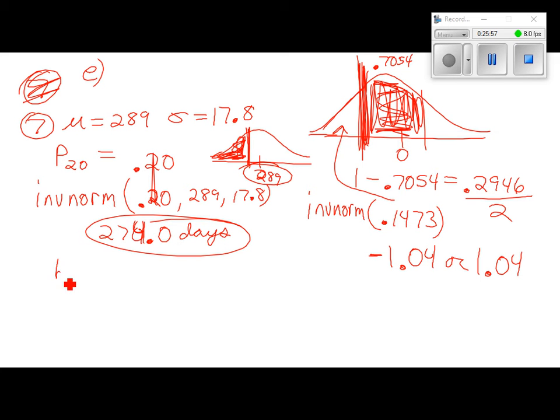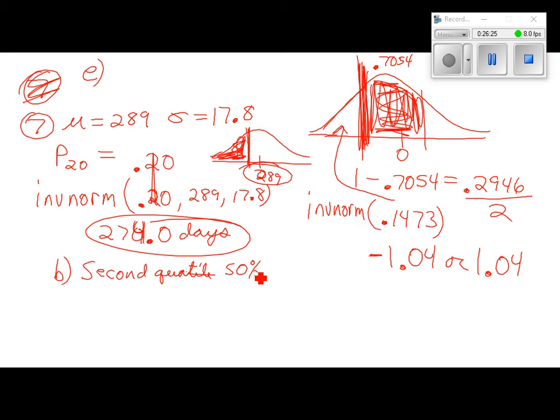Part B. What waiting time represents the second quartile? Got to think back to earlier this year. Does anybody remember what the second quartile means? It's right in the middle, right? That's 50%. You've got first quartile, 25%, second quartile, 50%. What's the third quartile?